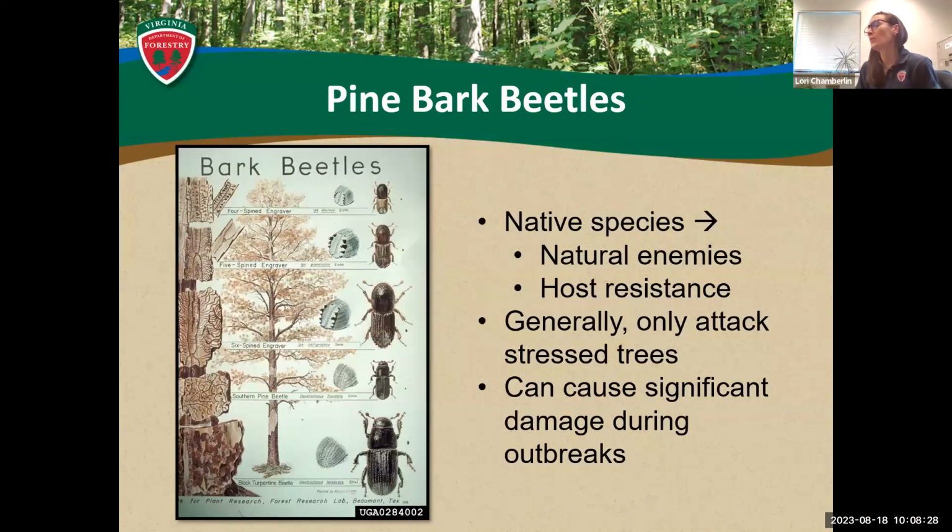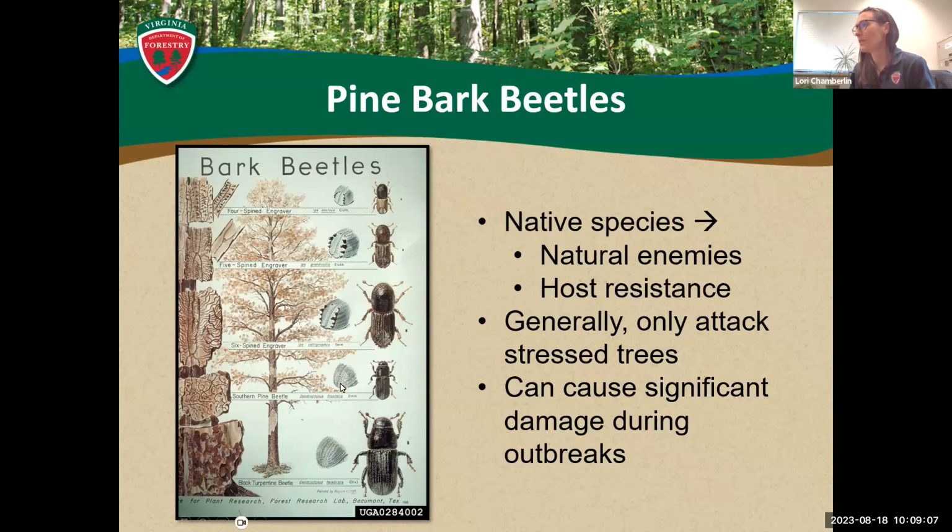So we'll start with pine bark beetles. And we have a number of native pine bark beetles here in our region. And I really like this graphic because it lists the most common native pine bark beetles that we have in our region here. The first three are Ips beetles. We have a few different species of Ips beetles in our area. The four-spined engraver Ips beetle, the five-spined engraver beetle, and then the six-spined engraver beetle. And they're actually named because of the number of spines that you can see on the end of their abdomen. And so we can actually identify these species by looking at them under a microscope.